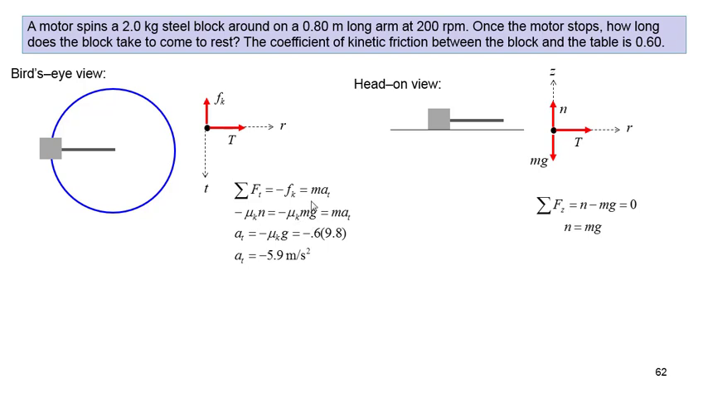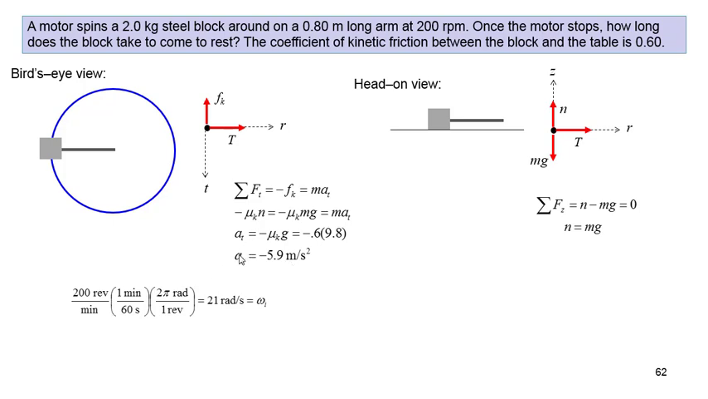And you can see that my mass cancels. So I cancel out my mass, and I can say a sub t is equal to negative mu sub k times g. And here I've plugged in for mu sub k and g, and I get my tangential acceleration is negative 5.9 meters per second squared. So that's my tangential acceleration. If I could now figure out, actually I think I might want to do this in terms of angular variables. Let's figure out the angular variables here, just because it's extra practice.